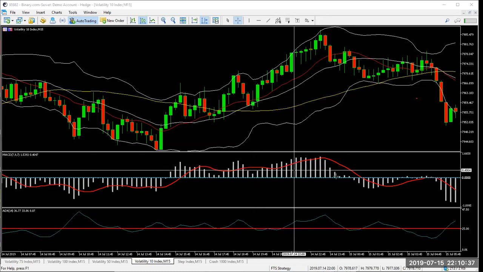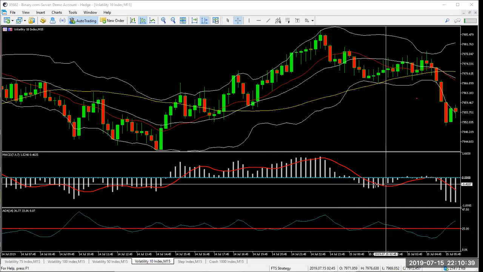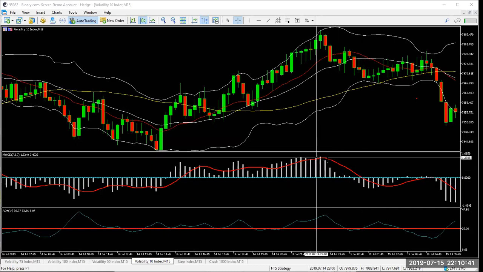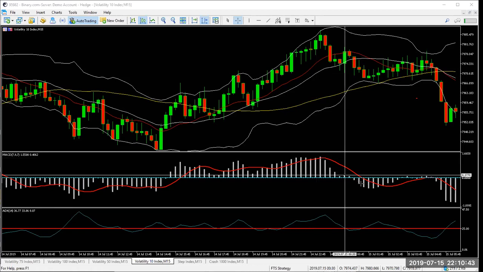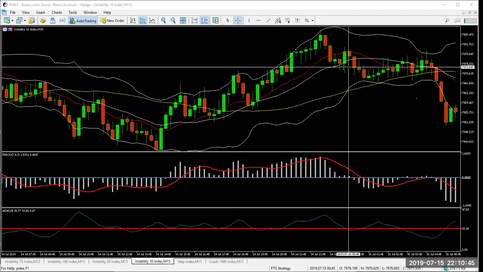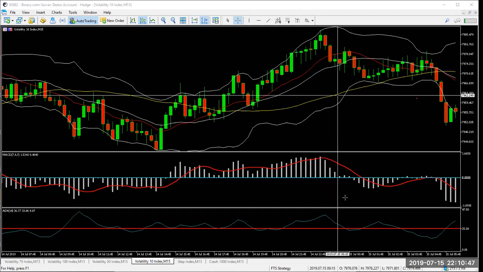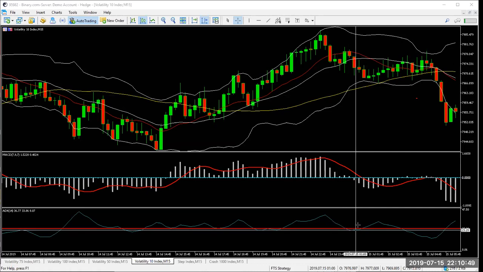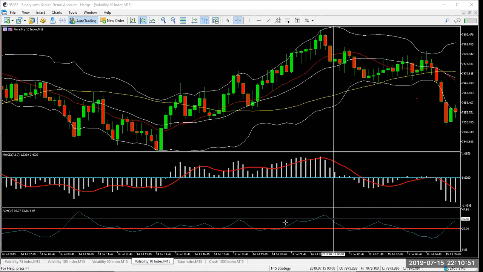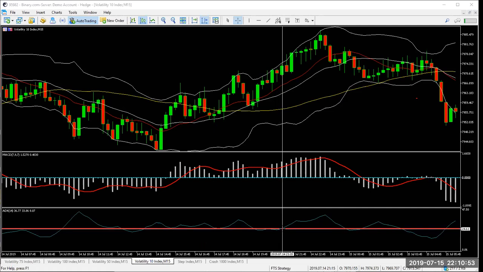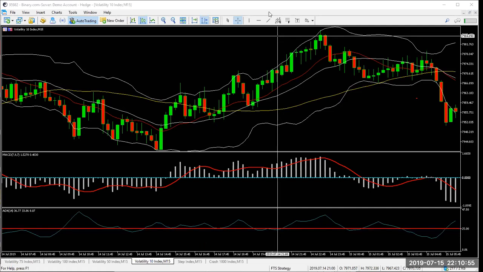So that is what the MACD does. The MACD helps us to combine the entry here with the entry on the Bollinger Band. And lastly, the ADX. The work of this is to tell us when a market is trending or ranging.